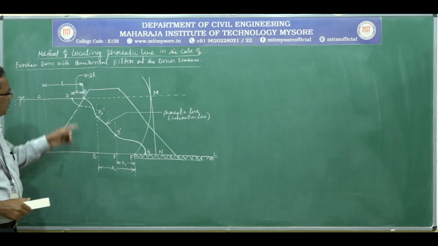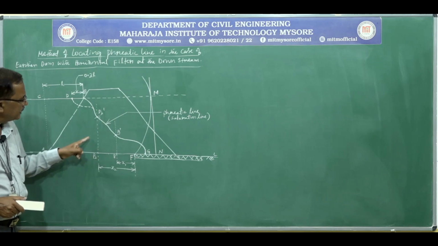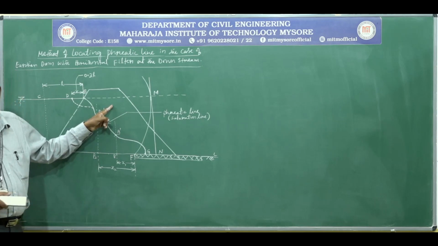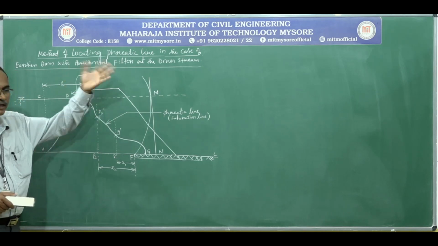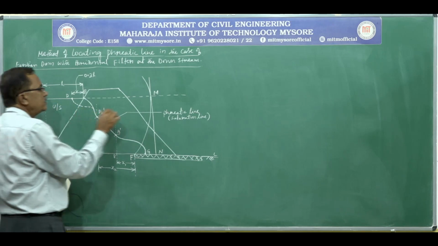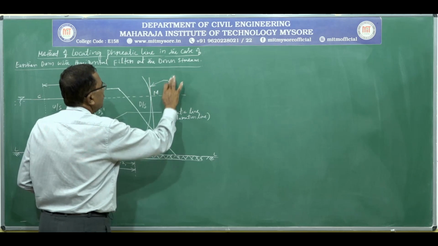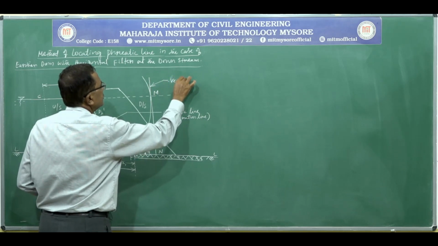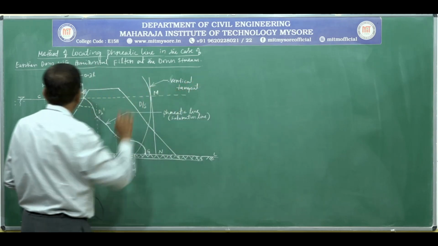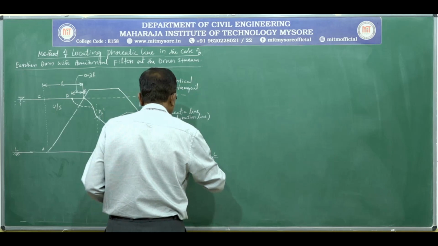So the phreatic line is the topmost flow line within the dam section. Below this line there is a positive hydrostatic pressure and above this line there is a negative hydrostatic pressure, meaning it is almost the same as the dry condition. This is the upstream side and this is the downstream side, and this is the vertical tangent drawn to the arc. The horizontal filter.